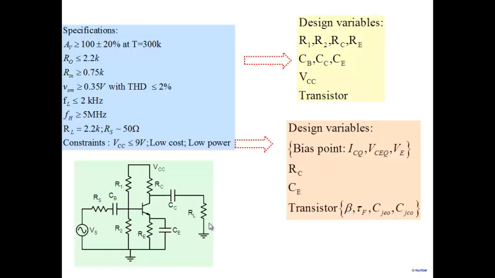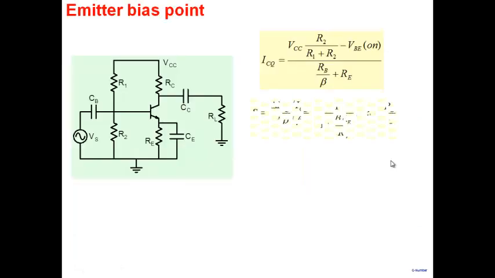That's not too hard here, to choose ICQ and VCQ proper values. So let me spend a little bit of time. This is not something which is talked about: the choice of VE. Choice of VE means what is the drop across this emitter resistance? How do I choose that?